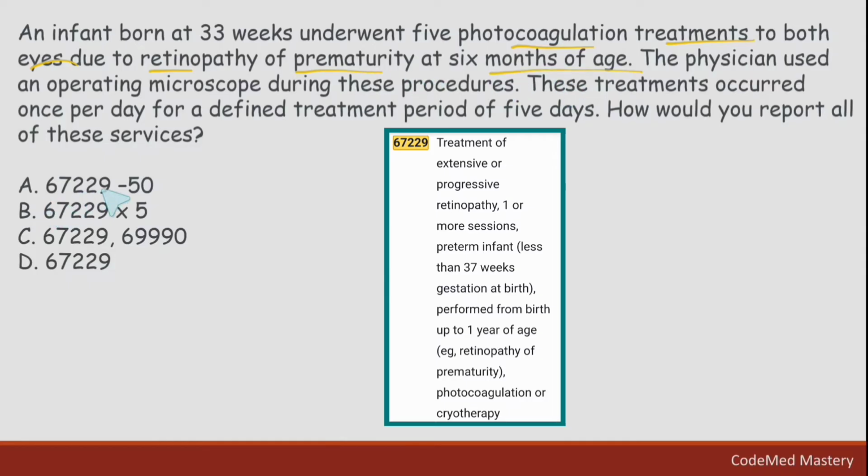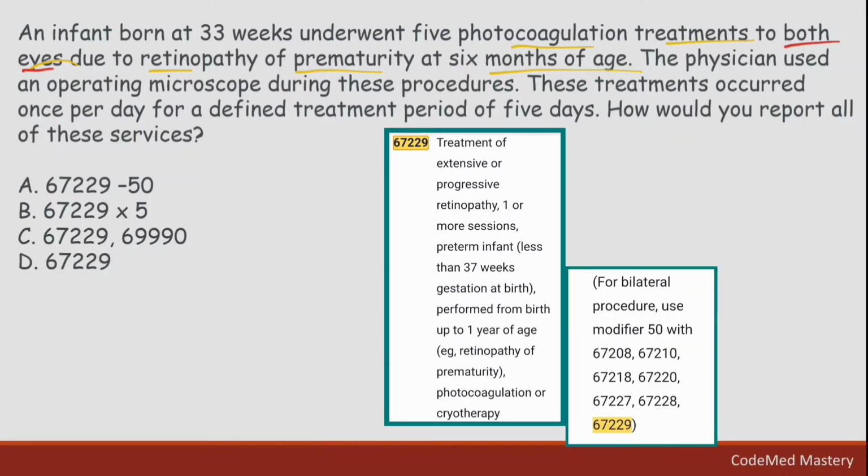So 67229 is the right code. Okay, and in the scenario the treatment is given to both eyes, right? So it will be a bilateral procedure. Below the code 67229 you can read a parenthetical note they have given. For bilateral procedure use modifier 50 with the code 67229. So the right answer will be option A.